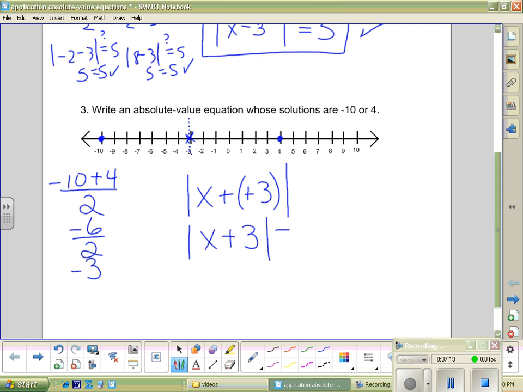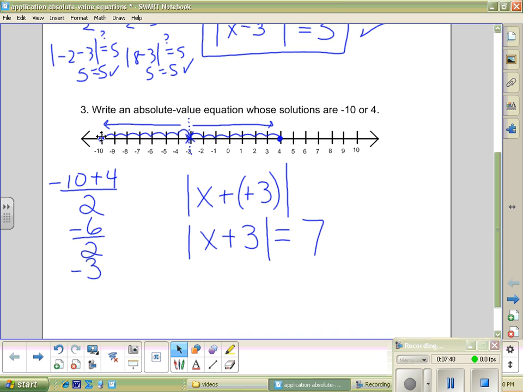Okay, so now where are we going to figure out our outside number? Let's take a look at negative 3, and we have to look at the distance to our two solutions. So you can count 1, 2, 3, 4, 5, 6, 7 units. And if you just want to double check, 1, 2, 3, 4, 5, 6, 7 units. So our distance is 7. All right, so our equation is the absolute value of x plus 3 equals 7.